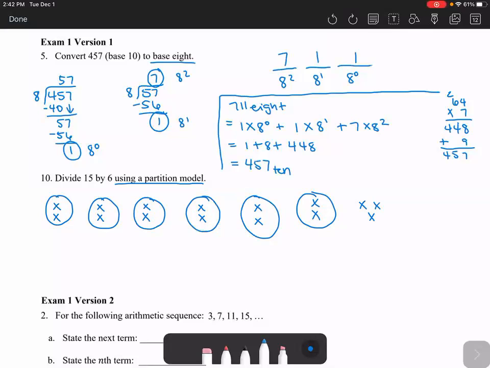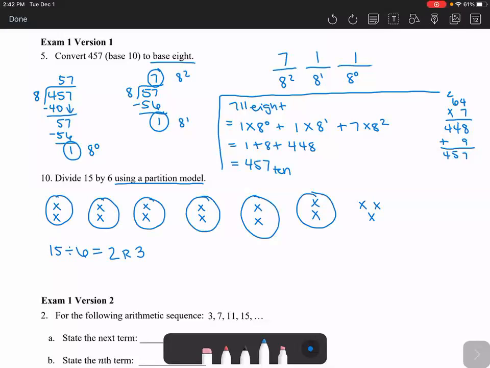Either way was fine. So we can have 2 in each group with 3 left over. So then this tells us that 15 divides equally into 6 groups by having 2 in each group with a remainder of 3. So 2, remainder 3.